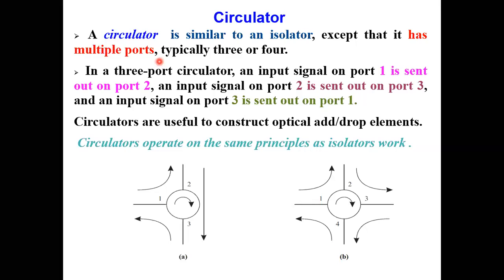But suppose I have a circulator. In a circulator, I might have one incoming port and more outgoing ports. So it has multiple ports, typically 3 or 4. Here is a diagram of a 3-port circulator. Here you can see an input signal on port 1 is sent to port 2. An input signal coming from port 2 is sent out to port 3. And an input signal on port 3 is sent out on port 1. So this way the signal is circulated.